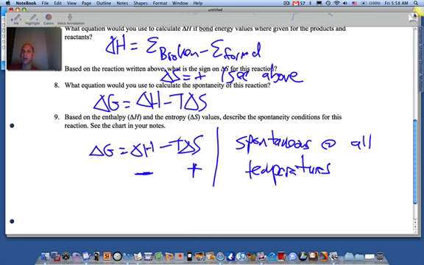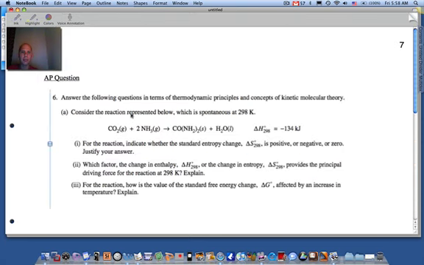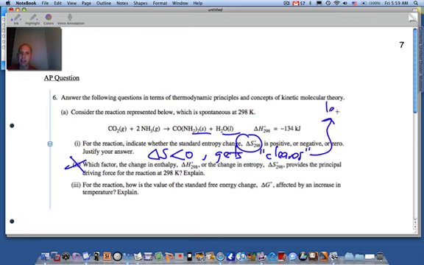All right, let's go on to the AP problem. Answer the following. So we're not going to do this one. So in this case, gas, gas, solid, liquid gets cleaner. Delta S is going to be less than 0. It gets cleaner. One way of saying that is less disordered.